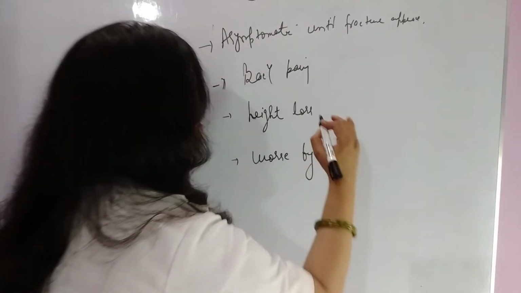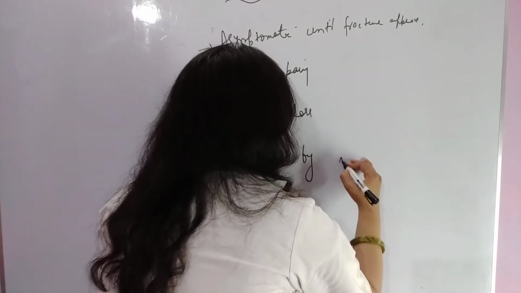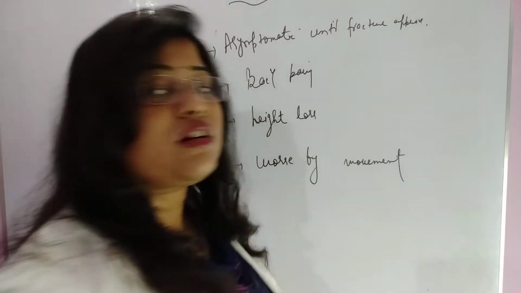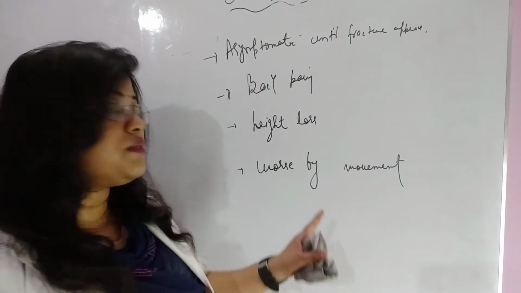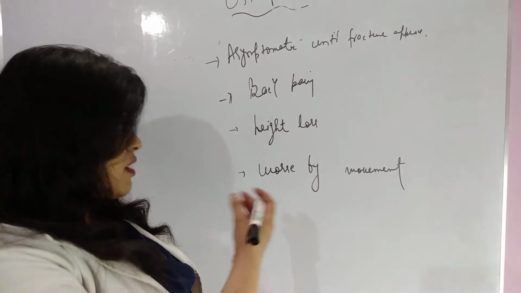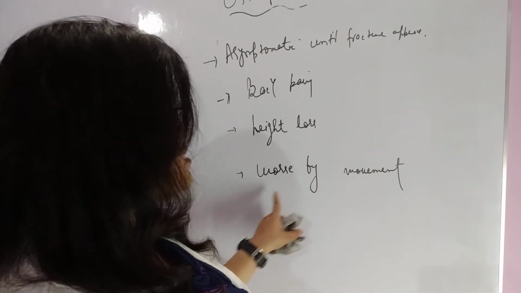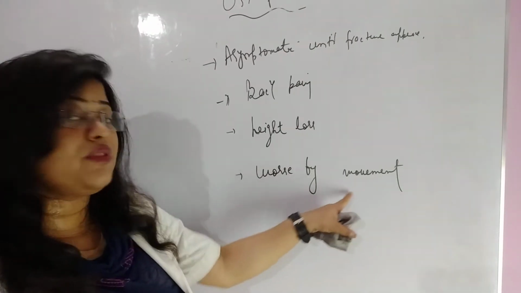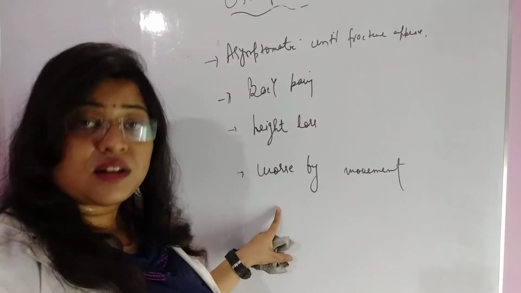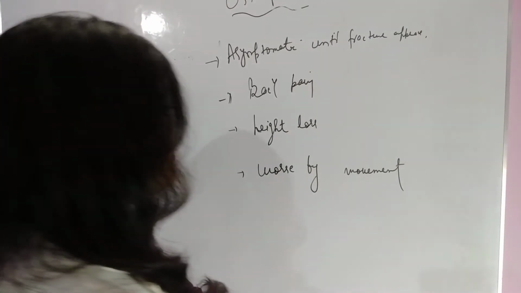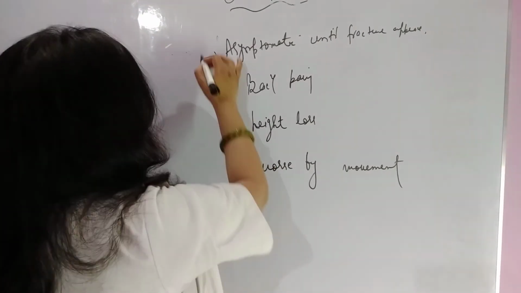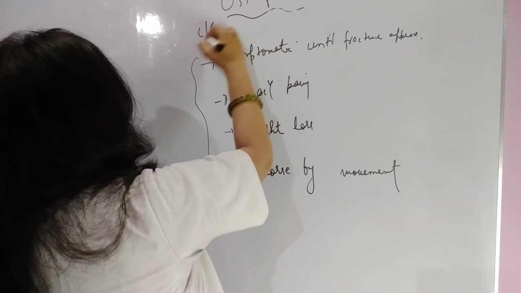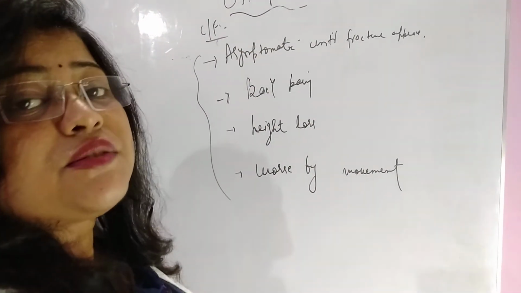In case of osteoporosis, symptoms are worse by movement, while in case of ankylosing spondylitis, symptoms are relieved by movement. This is the basic difference between osteoporosis and ankylosing spondylitis regarding its relief and its aggravation. This is the basic clinical feature of osteoporosis.